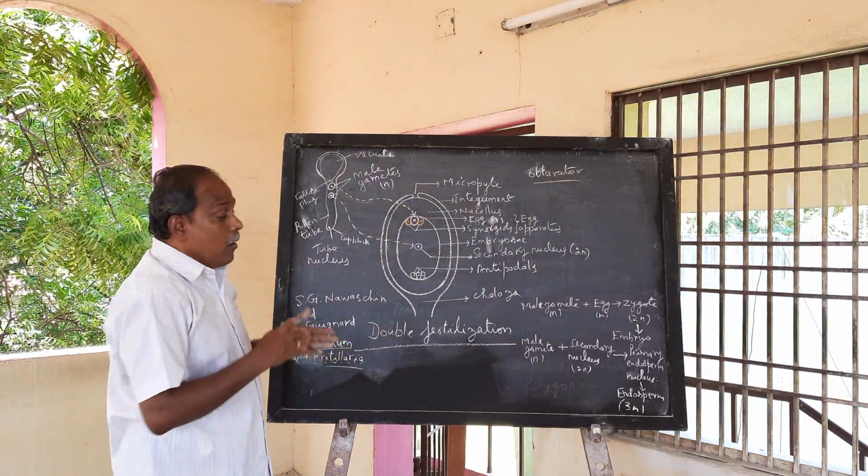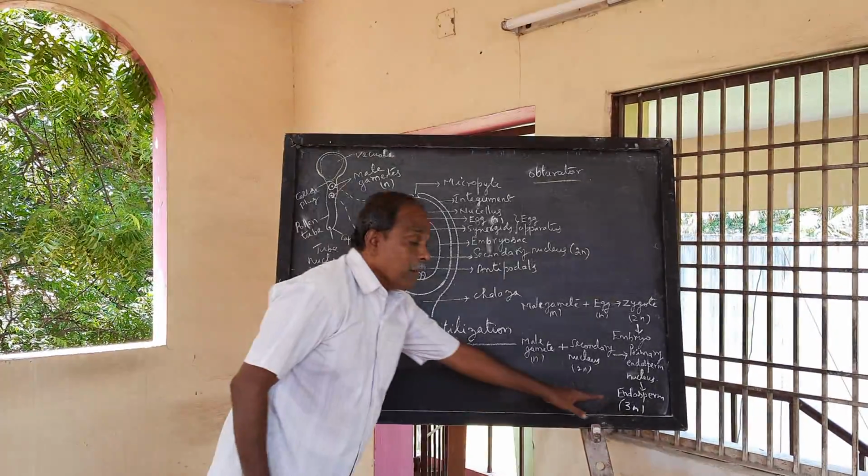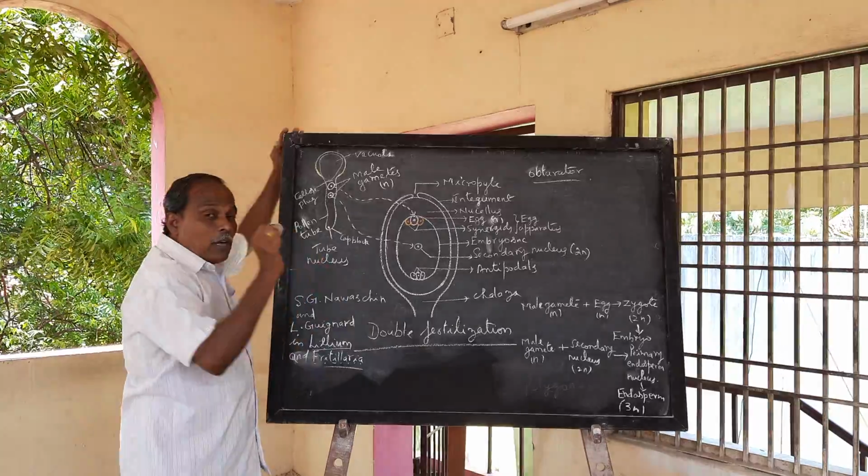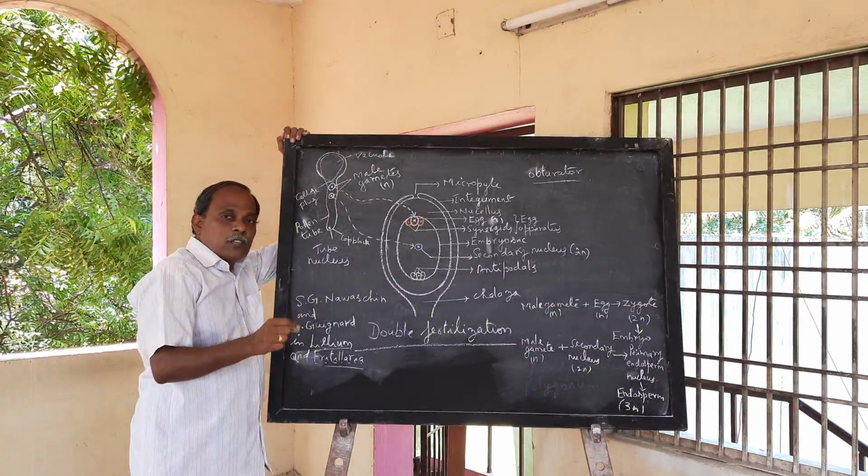Sometimes it may vary, and you may get polyploidy and so on in endosperm. Okay. Now, double fertilization. See, in double fertilization, what happens here?